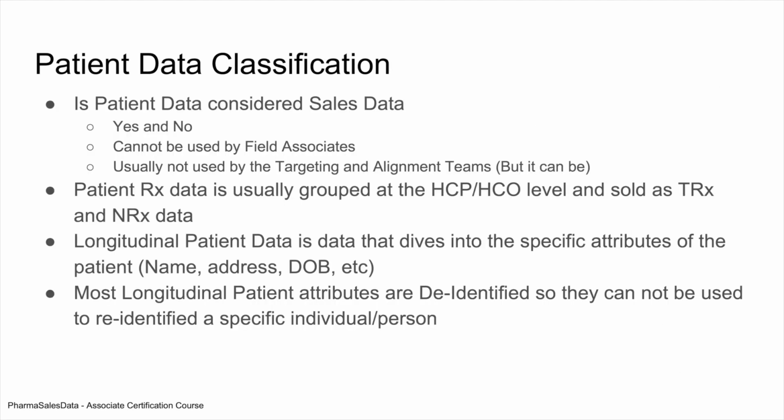Patient data classification. Is patient data considered sales data? Yes and no. Patient data cannot be used by field associates, but sometimes it's used by your targeting and alignment teams internally. Patient RX data is usually grouped at the HCP and HCO level and sold as TRX and NRX data, but longitudinal patient data, which we just discussed, is data that dives into specific attributes of the patient, their names, their addresses, their date of birth, and attributes like that. Most longitudinal patient attributes are de-identified, so they cannot be used to re-identify a specific individual person.